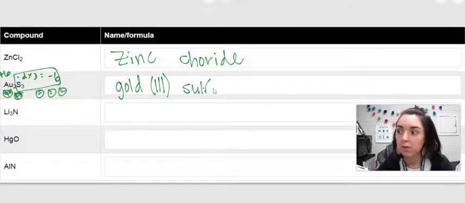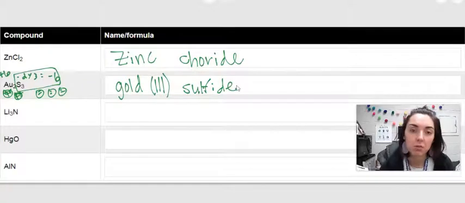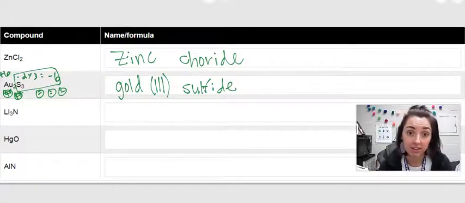So again, it's only for those elements where they could have multiple charges, where we have multiple options. We need to indicate which species it is. So it's not for every metal, just for the ones that can have multiple charges.